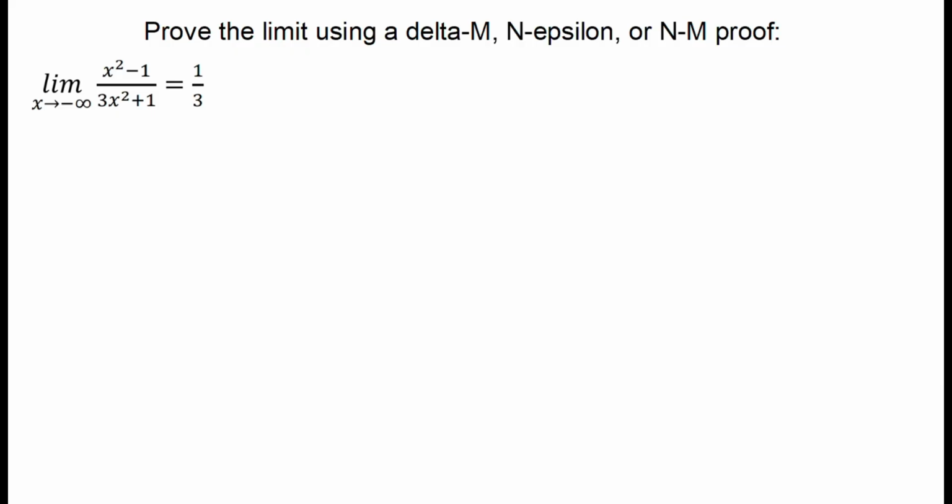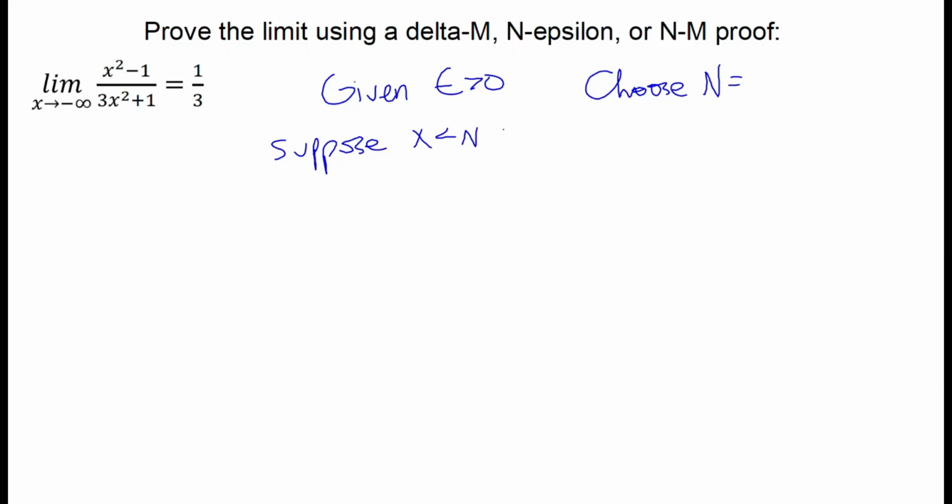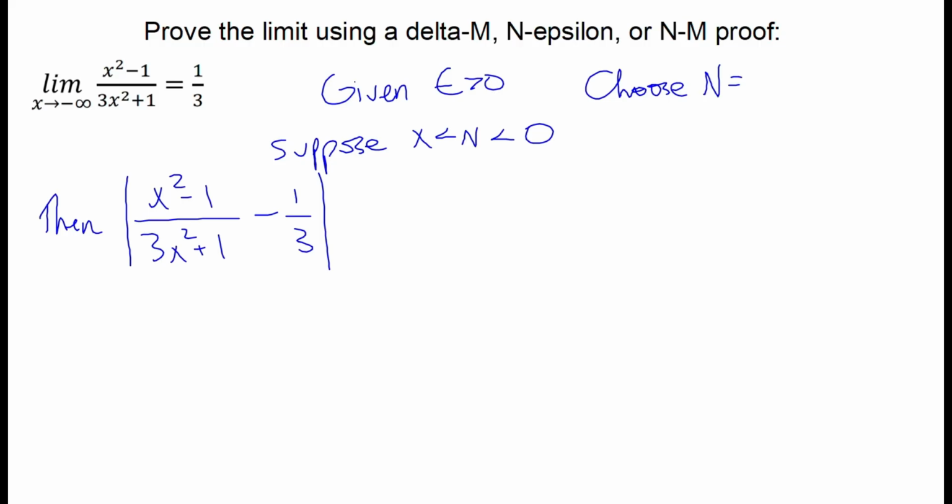All right, for number 10 here, again, we are approaching negative infinity, but it equals a real number. So this is another N-epsilon proof. And we're going to say, given an epsilon greater than 0, we'll choose an n. And we'll suppose, again, this time that x is less than n is less than 0. Then the absolute value of our function minus the limit needs to eventually be less than epsilon.